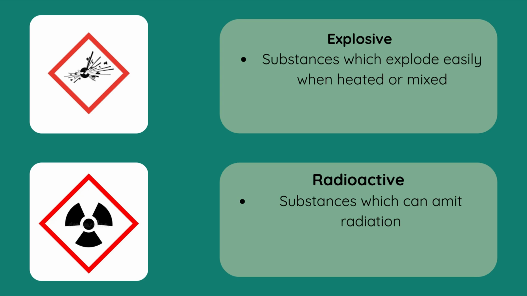First, we have the explosive. The substance will explode easily when heated or mixed. It's pretty easy to tell it's an explosive by the look of the symbol. There are particles flying. Anyways, we move on to the radioactive. This substance can emit radiation. It might seem familiar to you from all the TV shows or movies you watch.